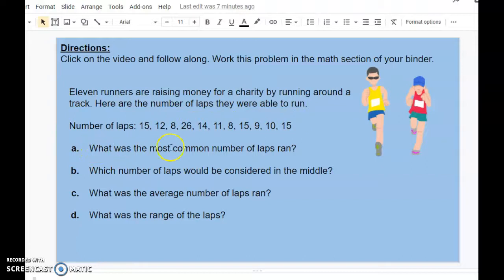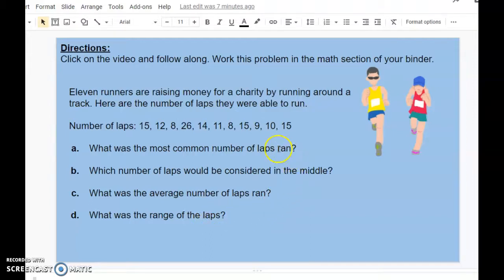Question A says what was the most common number of laps ran? Which number of laps would be considered in the middle? What was the average number of laps ran? And what was the range of the laps?